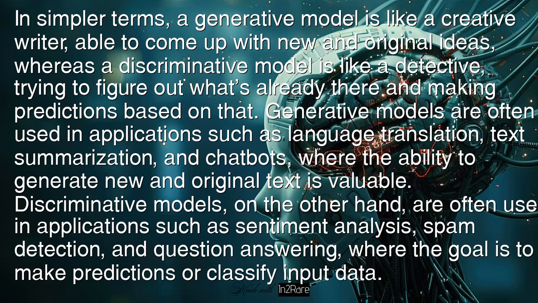In simpler terms, a generative model is like a creative writer able to come up with new and original ideas, whereas a discriminative model is like a detective trying to figure out what's already there and making predictions based on that. Generative models are often used in applications such as language translation, text summarization, and chatbots, where the ability to generate new and original text is valuable.